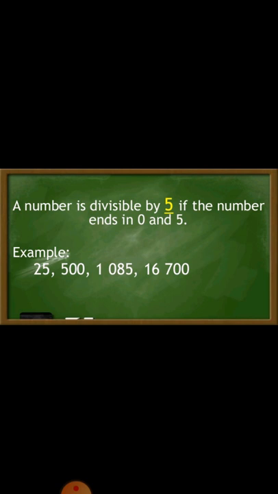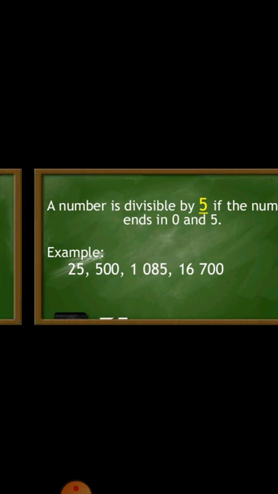Next we check number 5. A number is divisible by 5 if the number ends in 0 or 5. In this example, the last digit is 5. Here we have some examples. First of all, we have 25. Next, we have 500. Next, we have 1085. In these numbers, if we check, these numbers end on 5 and 0. So we can say that all these numbers are divisible by 5.